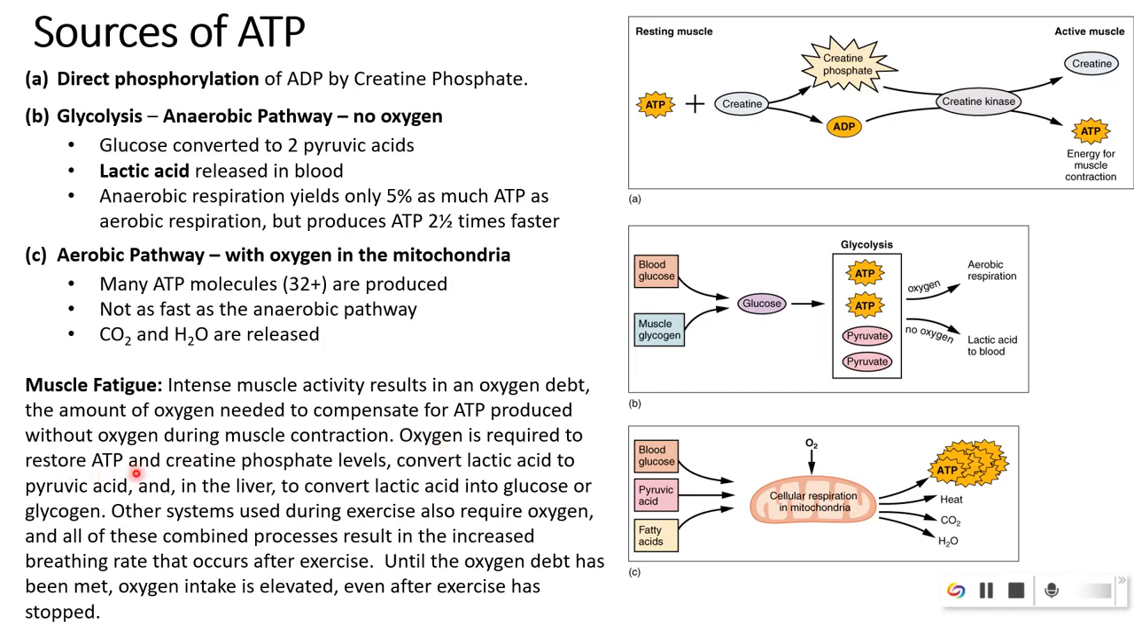Oxygen is required to restore ATP and creatine phosphate levels. It's needed to convert lactic acid to pyruvic acid, and in the liver to convert lactic acid into glucose or glycogen. Other systems used during exercise also require oxygen, and all of these combined processes result in the increased breathing rate that occurs after exercise. So until the oxygen debt has been met, oxygen intake is elevated, even after exercise is stopped.